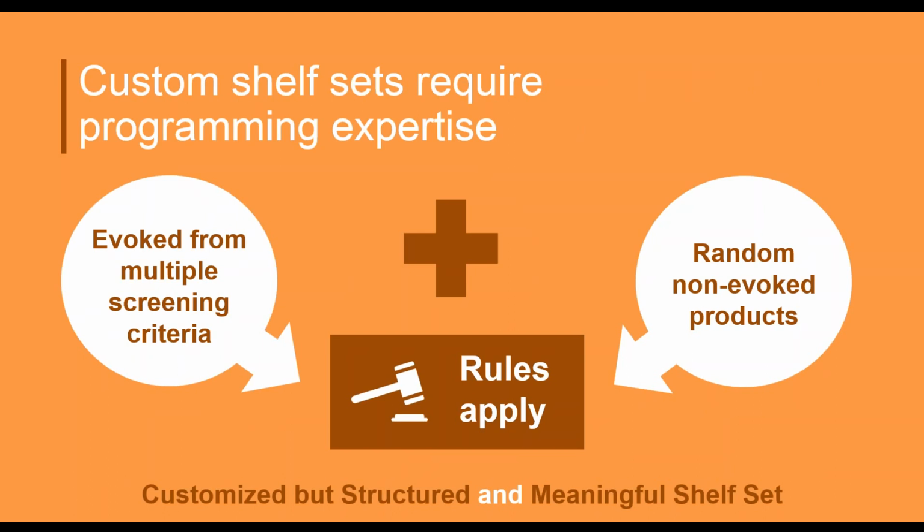One downside, well, let's call it a challenge. You do need some programming expertise to only show relevant SKUs to a respondent. So on one hand, we have the evoked set of SKUs coming from the multiple screening criteria that I just explained. And whenever possible, and if you still have room to fill on the screen, you can fill those products up with random non-evoked products to make it a bit more realistic.